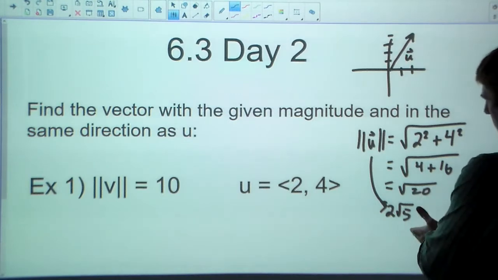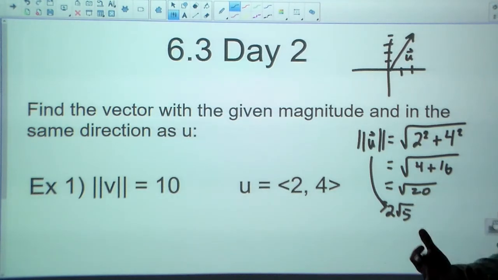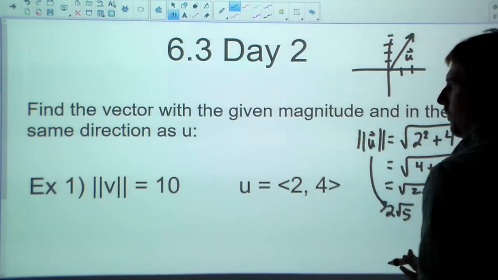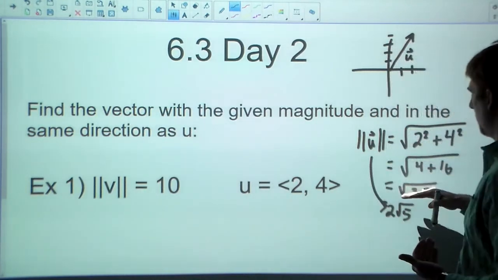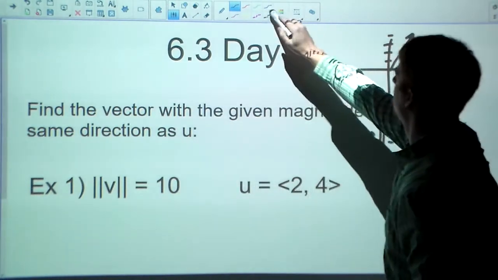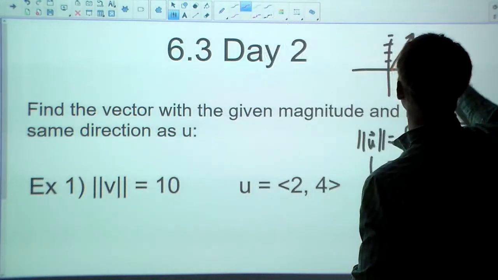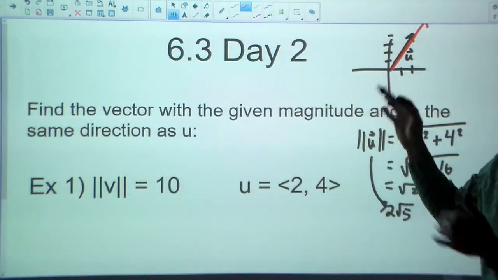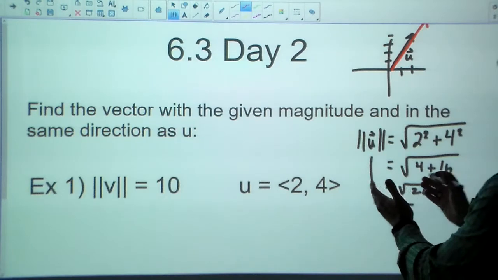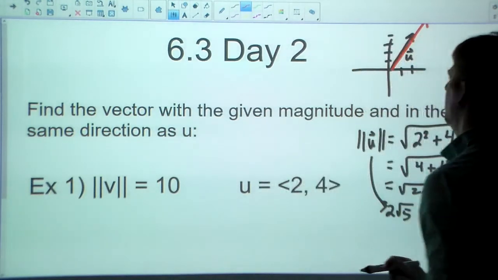Well, the square root of 20 is about 4.5, because the square root of 16 is 4 and the square root of 25 is 5. So this is about 4.5 in length. I'm looking for something that's 10 in length. So I want something a good bit longer than that, probably twice as long, a little bit off the page. So definitely I'm going to need to multiply these by something to make that happen.